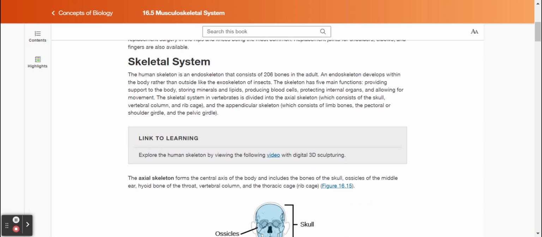Skeletal system. The human skeleton is an endoskeleton that consists of 206 bones in the adult. An endoskeleton develops within the body rather than outside, like the exoskeleton of insects. The skeleton has 5 main functions: providing support to the body, storing minerals and lipids, producing blood cells, protecting internal organs, and allowing for movement.